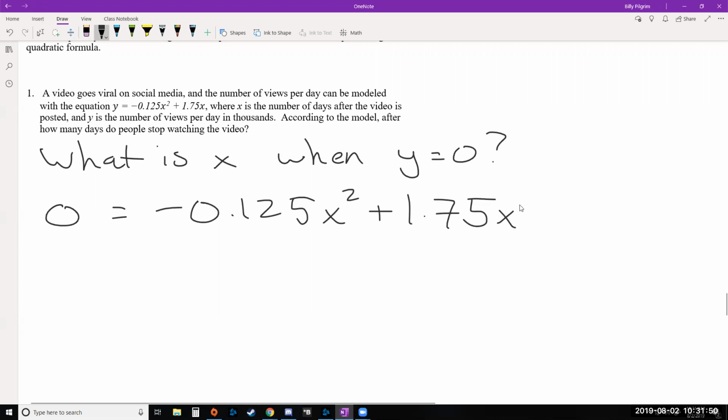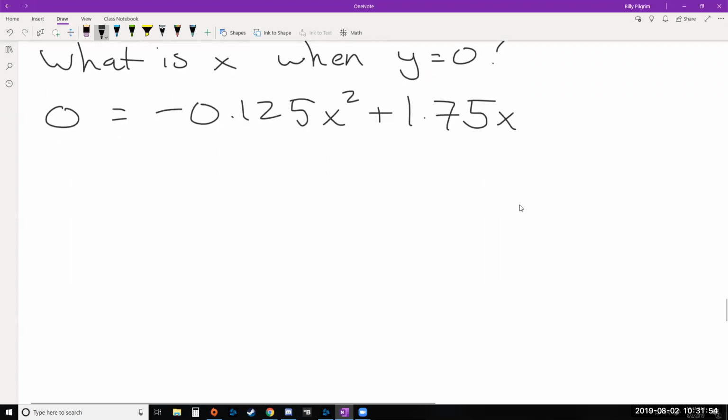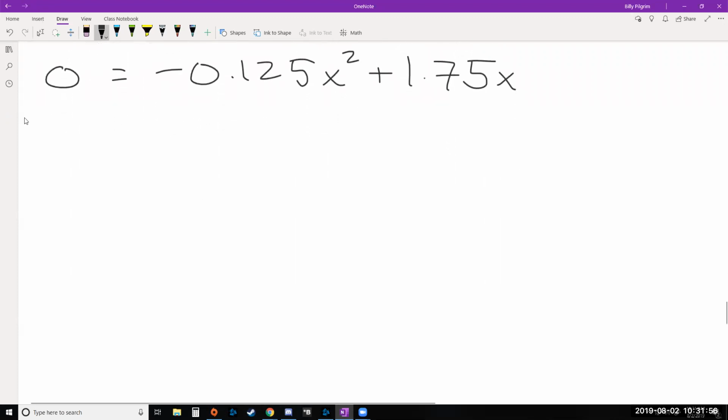Now, how do you solve this equation for x? Well, it's a quadratic equation. It's set equal to 0. That means we're going to have to use the quadratic formula. Now, let's identify our a, b, and c.